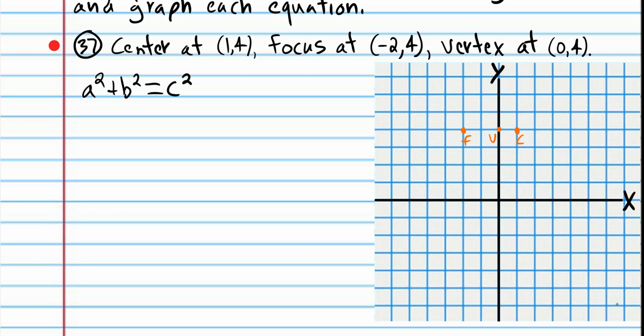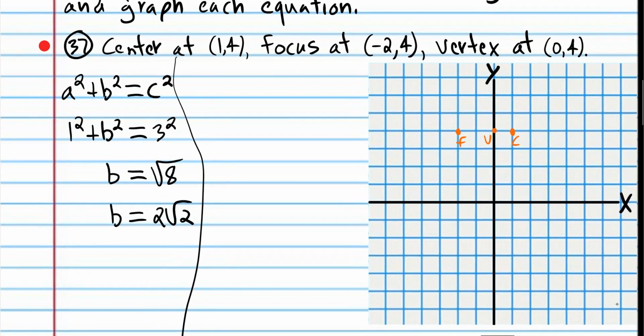So A is always the distance from the center to the vertex, so A is actually going to be 1. C is always the distance from the center to the foci, so that's going to be 1, 2, 3. And if we solve for B, we get root 8, which can also be written as 2 root 2. So now we're ready to write the equation.